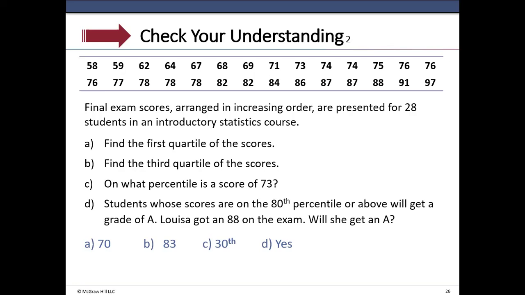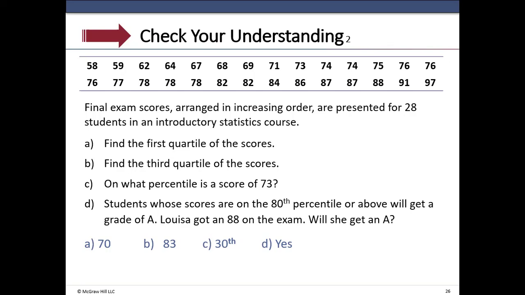What is the percentile score for 73? How many numbers are below 73? 1, 2, 3, 4, 5, 6, 7, 8. So 8 plus 0.5 is 8.5, divided by the total number of numbers, which is 1, 2, 3, 4, 5, 6, 7, 8, 9, 10, 11, 12, 13, 14. 8.5 divided by 28 multiplied by 100 is the percentile position, which is the 30th percentile. That means 73 is in the 30th percentile: 30% of the numbers are below 73, 70% above it.